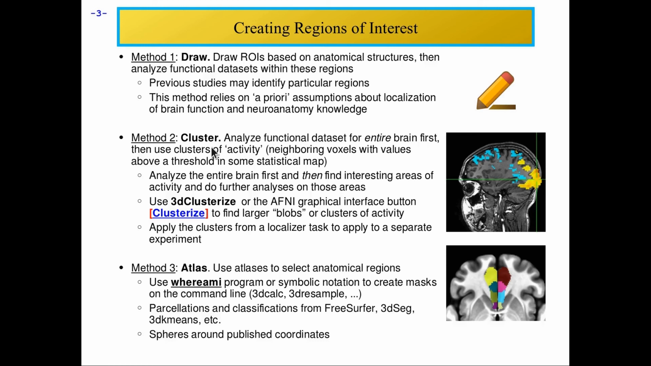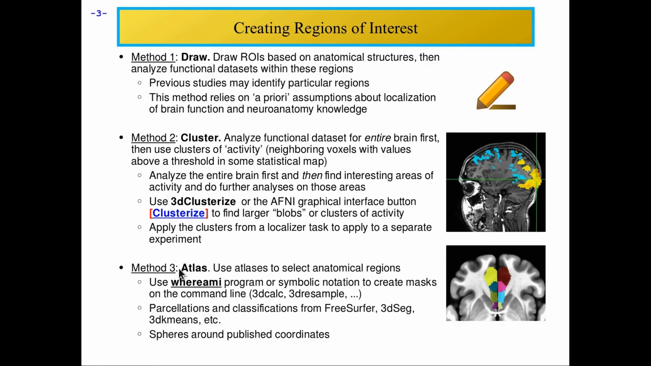A second method is to generate clusters. So let's say we've analyzed a functional data set, and then we take clusters of activity and they look like these. We have to set some sort of threshold. We have to define what a cluster is, how voxels have to be neighbors with each other, and then we can generate a cluster. And we'll show a little bit about that.